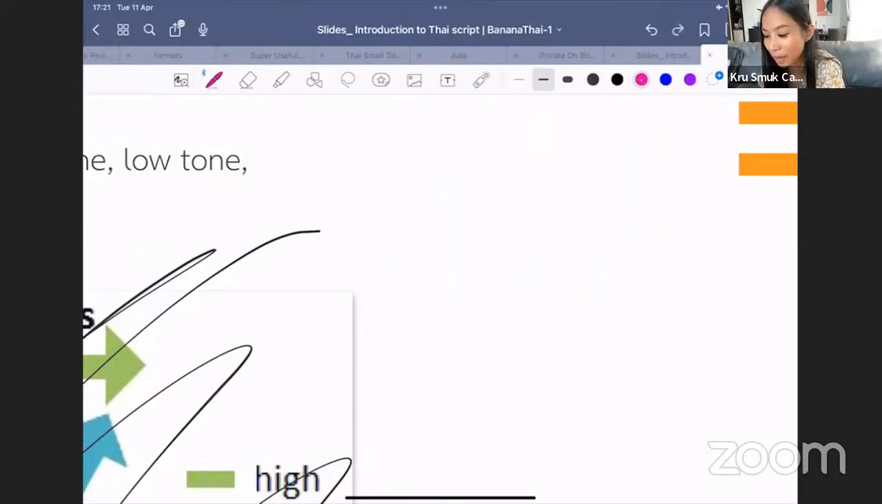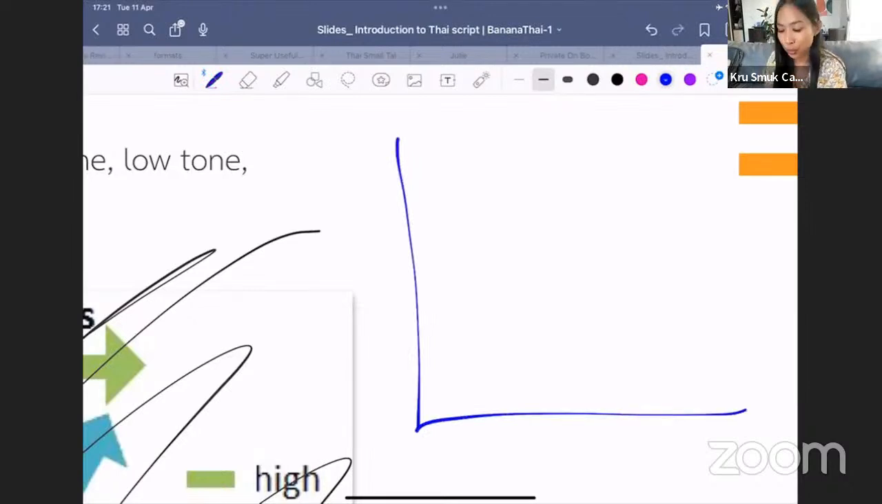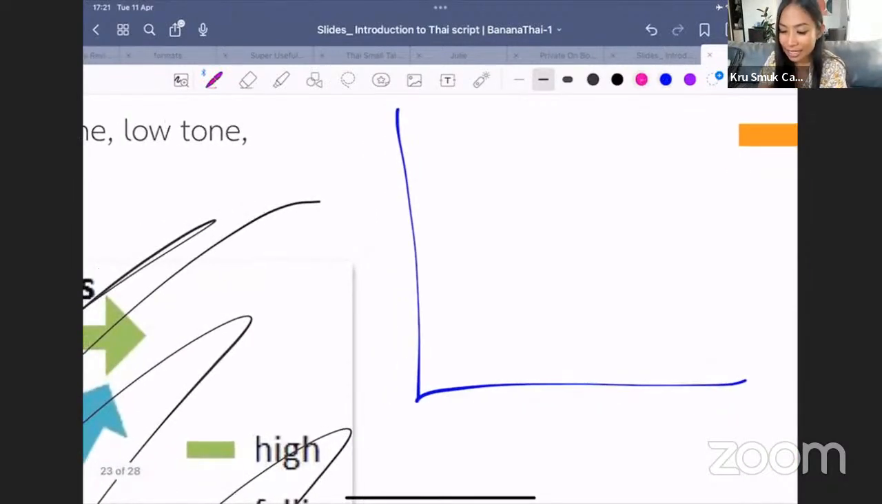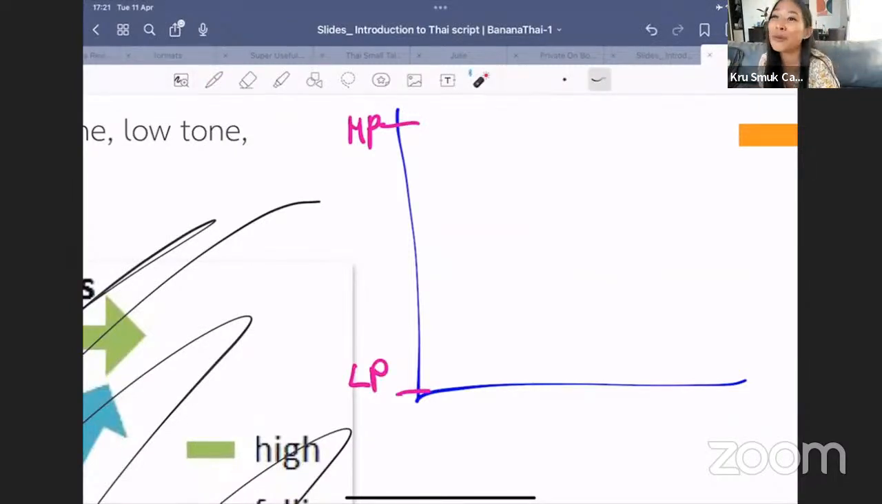First of all, let me draw a graph for you. This is a graph. This is the pitch window, high pitch and low pitch. My pitch and your pitch are of course different, because I'm a woman and I tend to speak in a higher pitch than you. So don't follow me, otherwise you will sound like a lady, but find your own pitch range, okay? For example, let me show you. Let's say I'm pronouncing this word. Ma. Okay, ma. Ma.